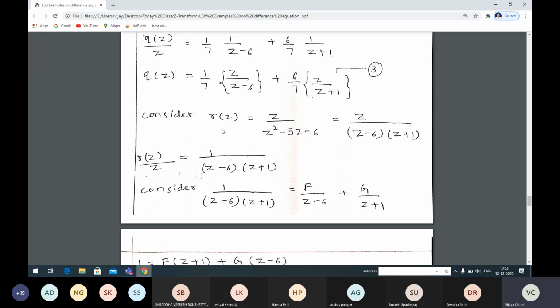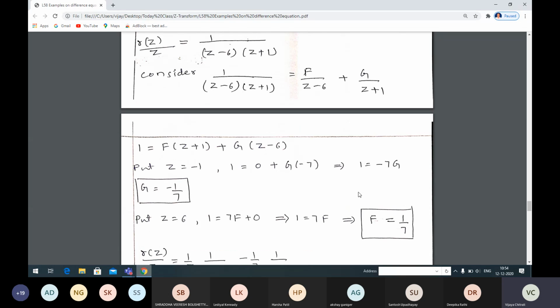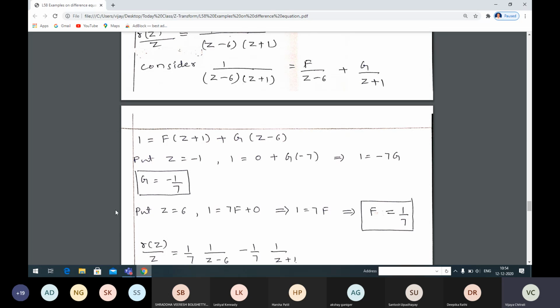Now last one, R of Z. So this is Z divided by Z square minus 5Z minus 6. So this is equal to Z divided by Z minus 6, Z plus 1. So splitting this into linear factors, R of Z divided by Z is 1 divided by Z minus 6, Z plus 1. So resolve this by using partial fractions. So we can write this as F divided by Z minus 6 plus G divided by Z plus 1, taking LCM and cancelling the denominator on both sides. So we'll get 1 is equal to F into Z plus 1 plus G into Z minus 6.